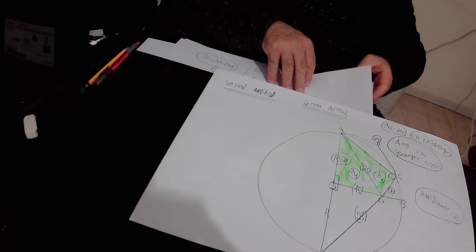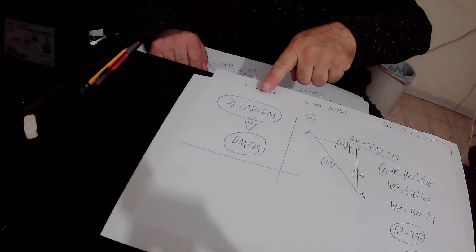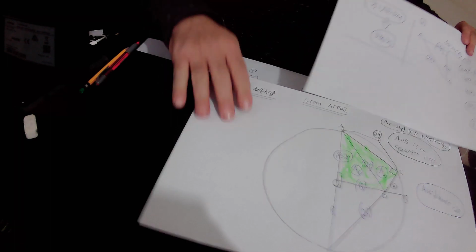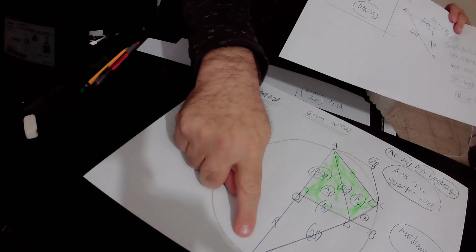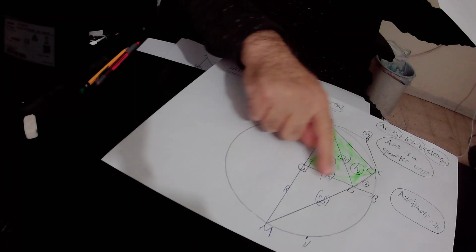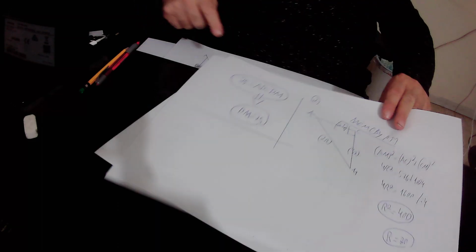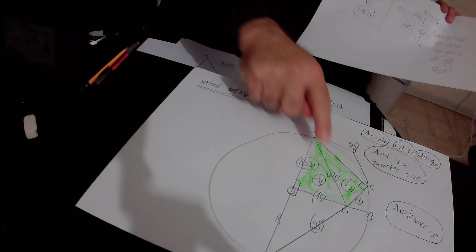Repeat again. AC equals to... Again, it's actually AD equals to DM. Again, AD equals to DM. But here, AD equals to 25.